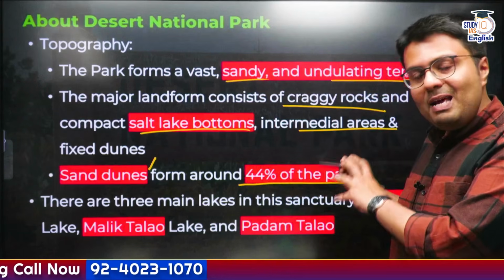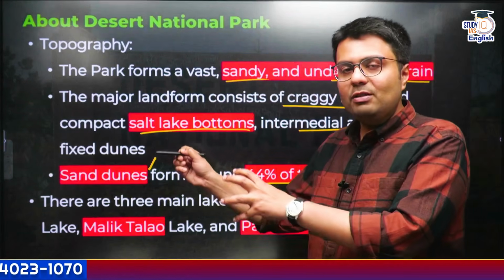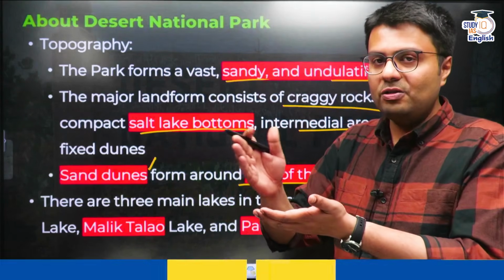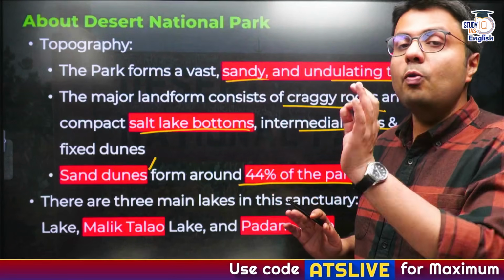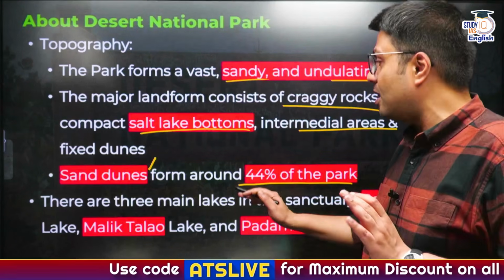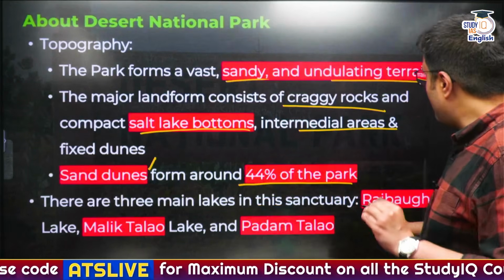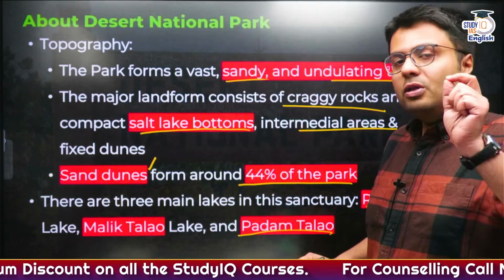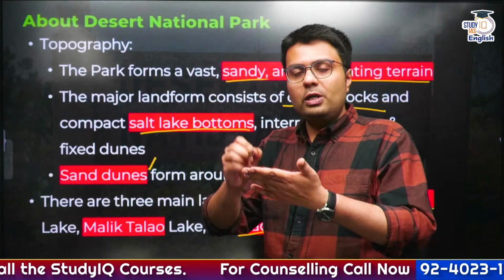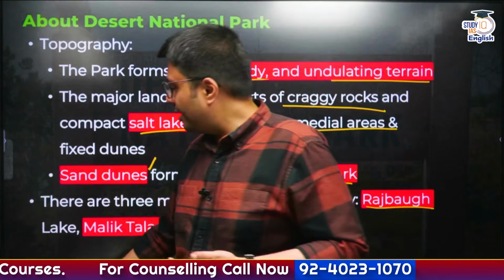So there are many lakes present in this particular national park. As you can understand, this is in Thar, so important rivers don't flow through it, but that does not mean there is no water source available in the area. There are three main lakes in particular. One is Rajbagh, another one is Malik Talao, and another one is Padam Talao. So these are important water bodies which you can note down, important from the exams perspective.